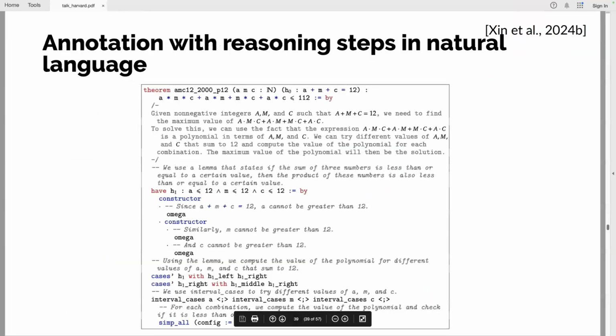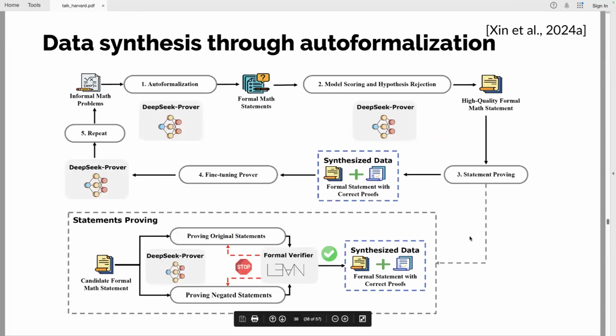Can I ask a question about the previous slide? Sorry. Can I ask? Please. Can I ask a question about the previous slide?